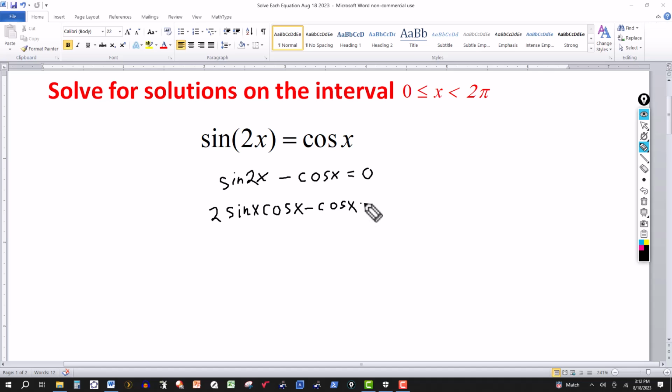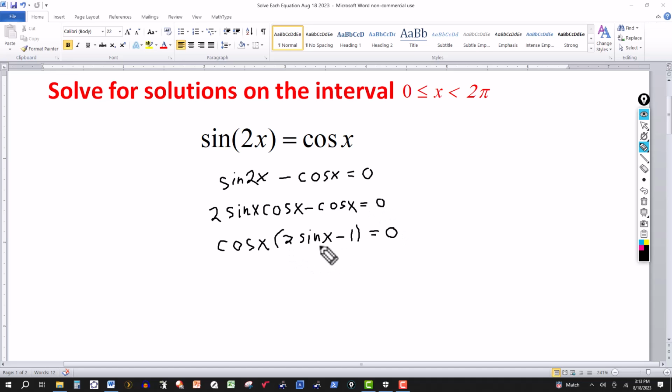So we would like to have only one trig function. Easy to solve. Maybe factor it, use the quadratic formula, or we can separate them. In this case we have sine and cosine, but if we factor out the cosine function, then we're left with 2 sine of x minus 1. So now we're just solving this equation using factoring.